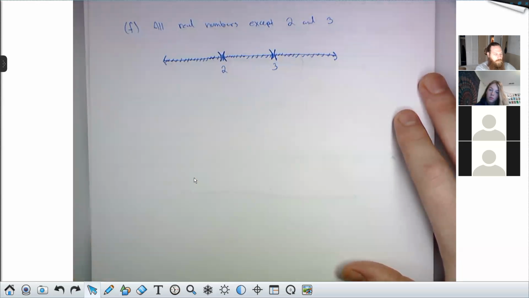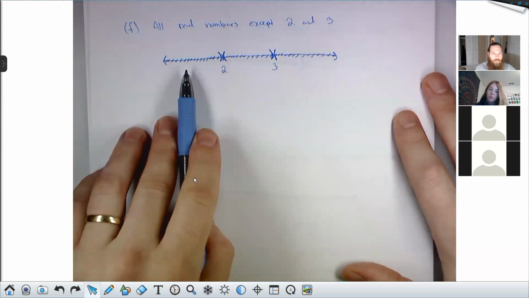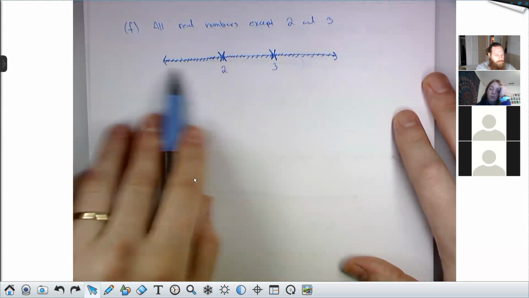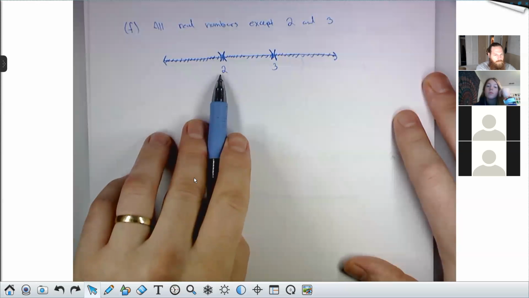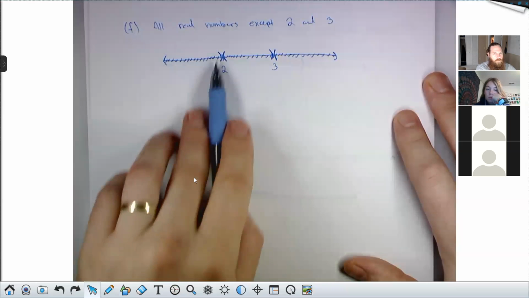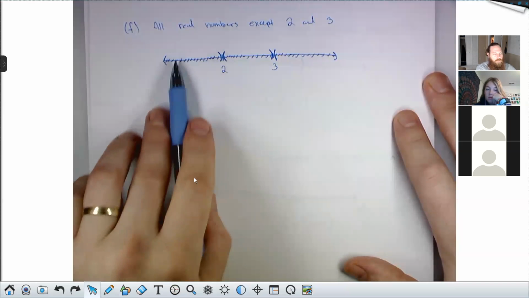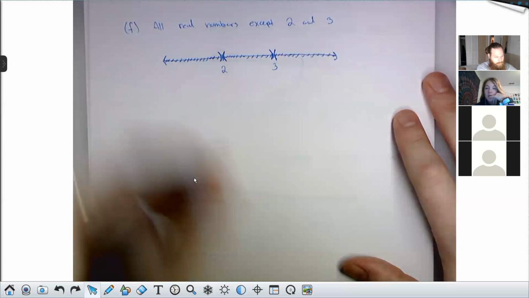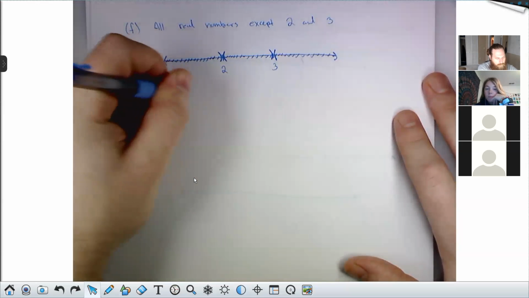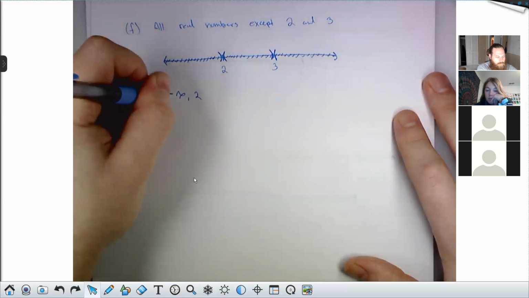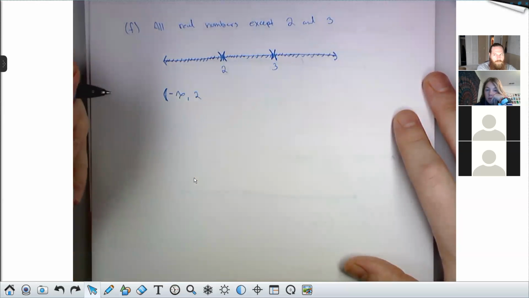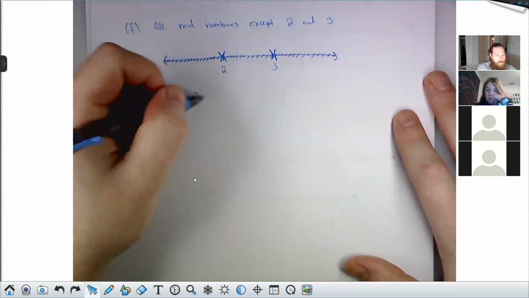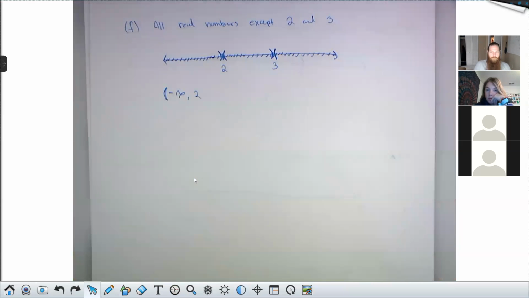Is everybody following how I came up with this little diagram? Yes. All right. So if I want everything to the left of 2, but not including 2 itself, what is this region over here? How would I express just this part in interval notation? Negative infinity to 2. Good. Yeah, that's negative infinity to 2. I always use an open paren on the infinity symbol, never a bracket. What should I use at the 2?